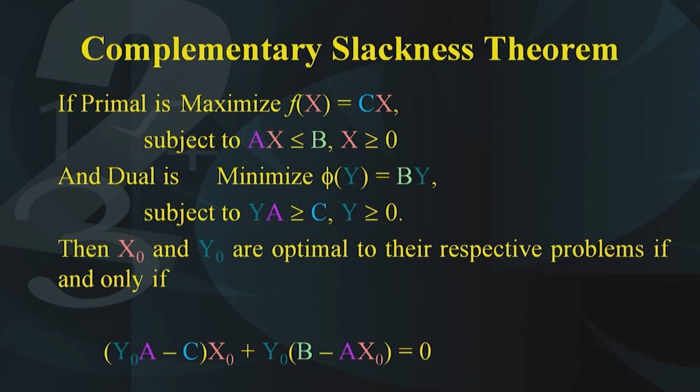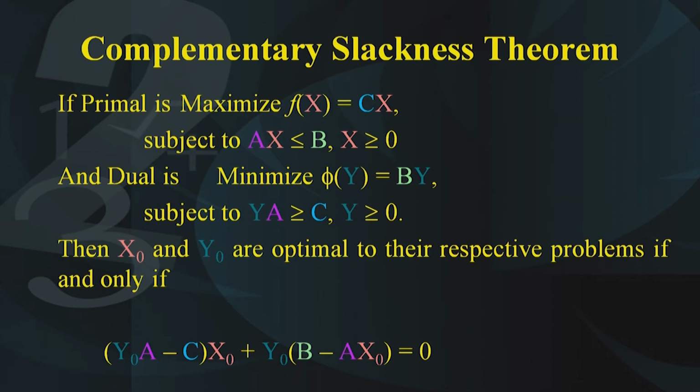Next comes the complementary slackness theorem. According to this theorem, if the primal is of the type maximization of f(x) equal to c transpose x, subject to Ax less than or equal to b, x greater than or equal to 0, and similarly the dual is minimization of phi(y) equal to b transpose y, subject to yA greater than or equal to c, y greater than or equal to 0. So, this is nothing but the symmetric form of the primal and the dual.